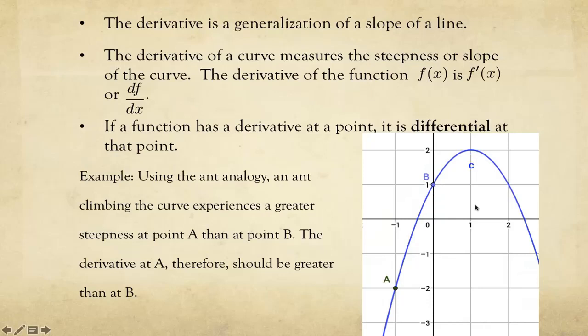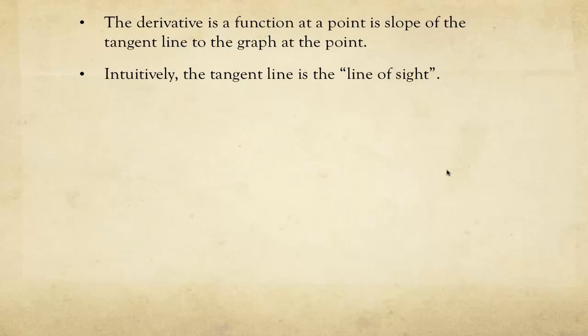So again, the derivative is just a measure of the steepness of the curve, in the same way that the slope of a line measures the steepness of the line. So it's very simple, the derivative. Another way to think about the derivative is that we can look at the slope of a line called the tangent line. So the derivative is the slope of the tangent line of a graph.